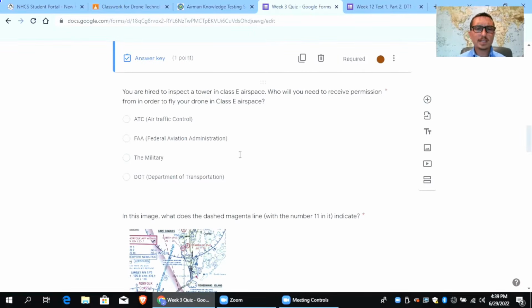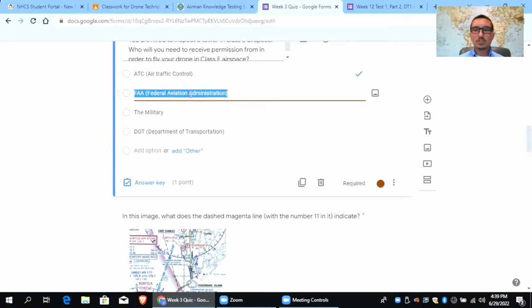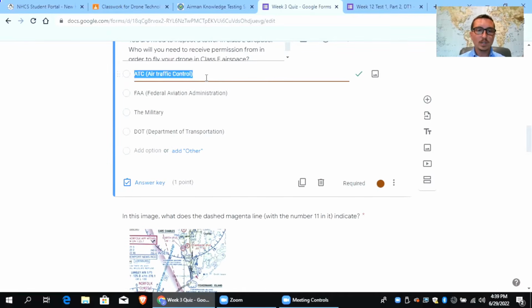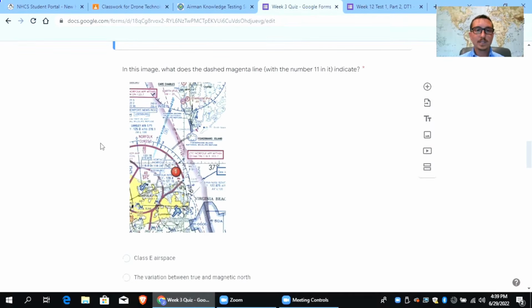You've been hired to inspect a tower in Class E airspace. Who will you need to receive permission from in order to fly your drone in Class Echo airspace? Air traffic control. This one, again, the FAA likes to trick you. Who runs air traffic control? The FAA. But the correct answer here is air traffic control. Even if you're flying in a military air base or a military area, you still don't contact the military for permission. You contact the ATC that oversees that area, not the military.